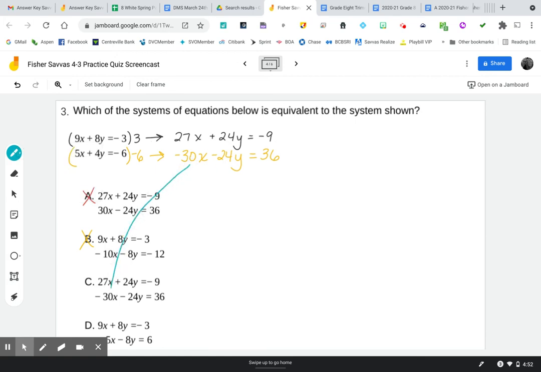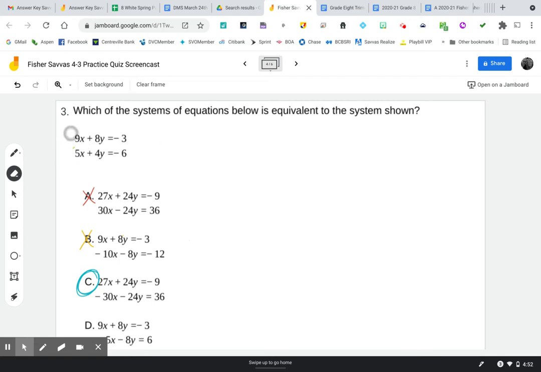Negative 30x, negative 24y, positive 36. It gives me everything that I needed there. So it looks like my correct answer here is C, but you know I like to double check. So let's look at D just in case here.